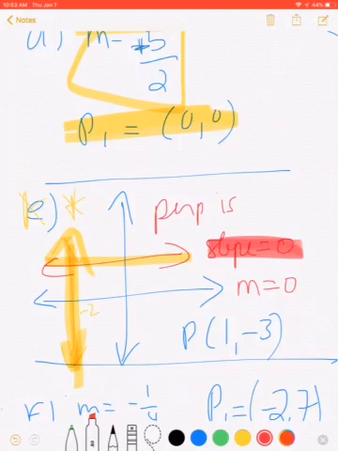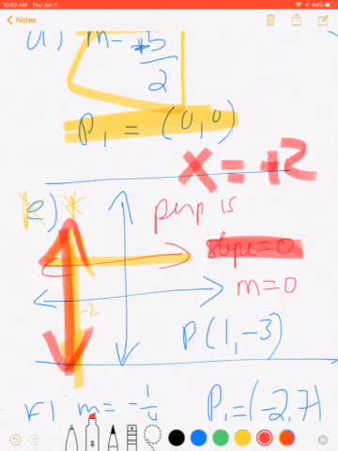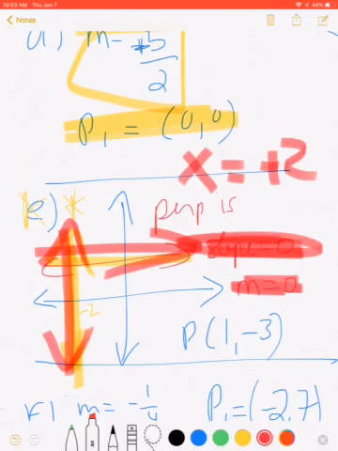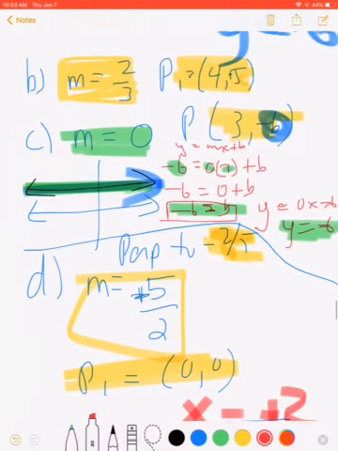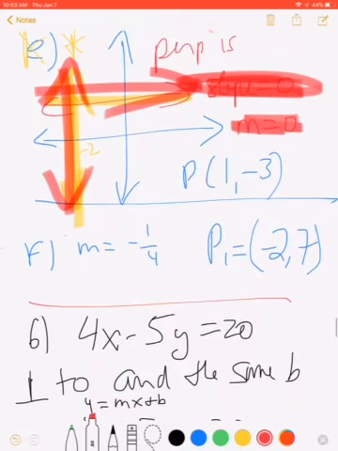So a tough question. If you didn't get this one, don't worry about it too much, but perpendicular to any vertical line, the line was x equals negative 2. It could have been x equals positive 2, it could have been anything. If you want to be perpendicular to a vertical line, you have to be horizontal. If you're horizontal, your slope is 0. So your m is 0, and then it's a question like the one we did here in C. So that's a tough one.